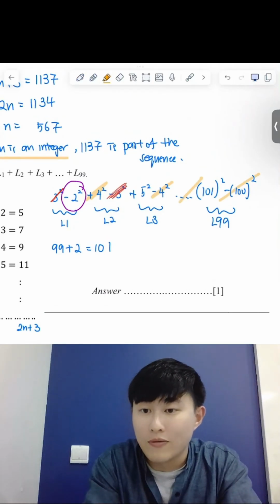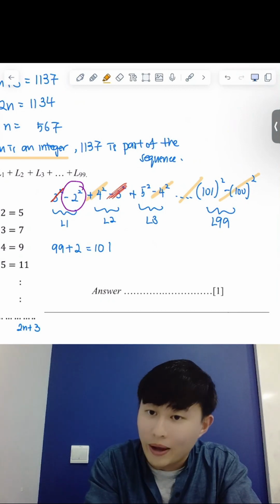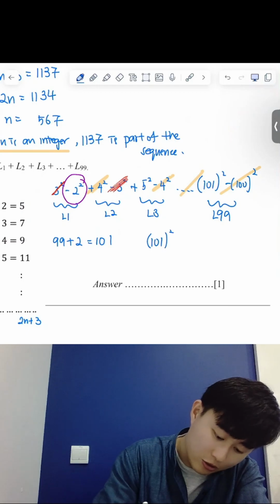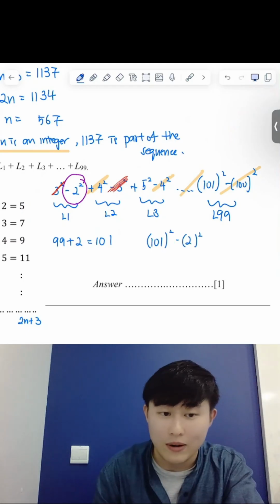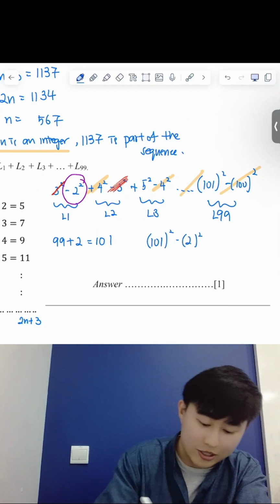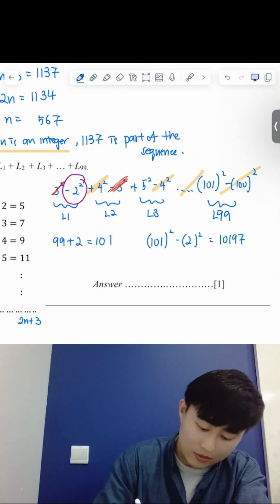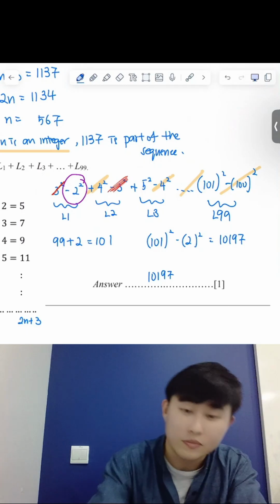Okay, so what am I left with? I'm left with 101 square minus 2 square. So my final answer here, 101 square minus 2 square. Okay, this should be relatively easy with your calculator, right? Just key into your calculator. 10197. This is your final answer.